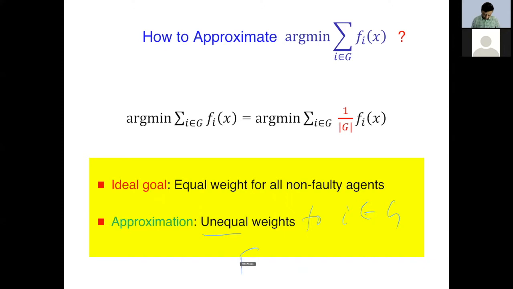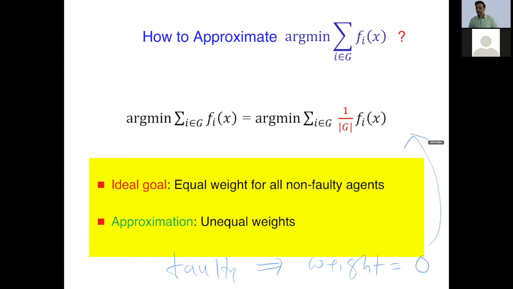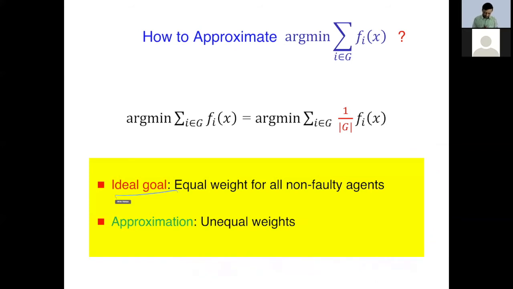With the faulty nodes or the faulty agents, we don't want their cost functions to affect the outcome at all, which is to say that the faulty agents get the weight of 0, which is why those functions don't show up in the summation at all. So that I don't want to relax. I don't want the faulty agents to have any influence at all on my outcome. At least the outcome should look as if the faulty agents don't have any influence. And yet I want to try to achieve either the ideal goal or something close to that.